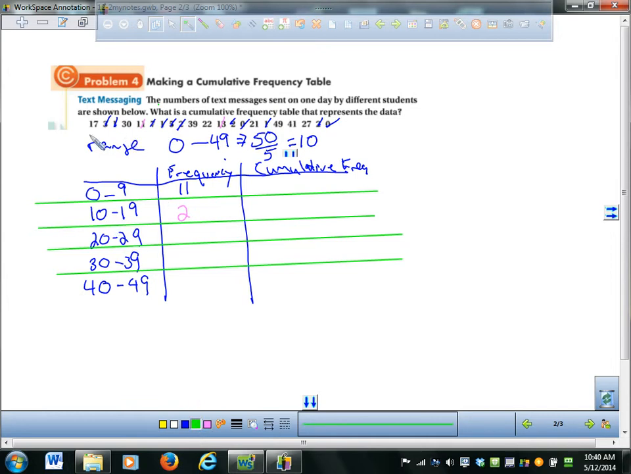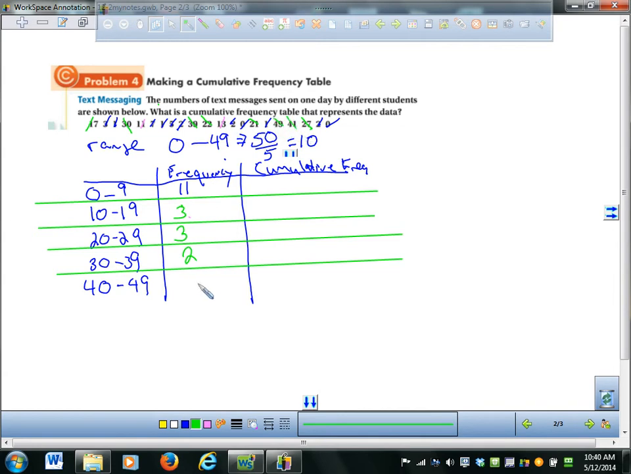20 to 29. Whoops, did I miss one? I missed one, didn't I? There should be 3 in there. I forgot that one. So there's 3 there, 20 to 29. 1, 2, 3. Okay. 30 to 39. 1, 2. Done. Right? And 40 to 49. How many?